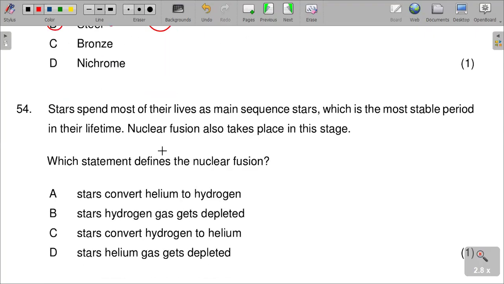Stars spend most of their lives as main sequence stars, which is the most stable period in their lifetime. Nuclear fusion also takes place in this stage. Which statement defines nuclear fusion? Number 54. It is that stars convert hydrogen to helium, which is letter C. Stars convert hydrogen to helium. That is correct. Number 54.